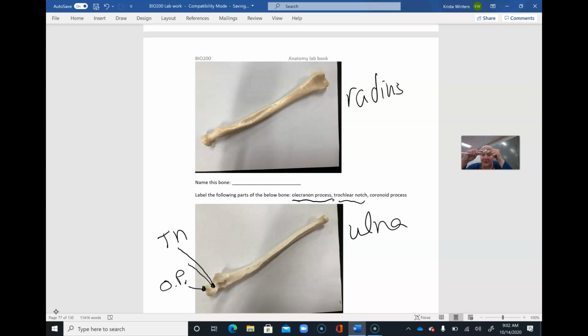The last structure is then this pointy structure out here that makes the end of that trochlear notch. You have the ulna process up here. We have the coronoid process right here. So right there, coronoid process, okay? And you can see the spelling right there.